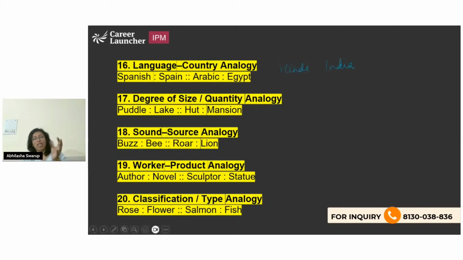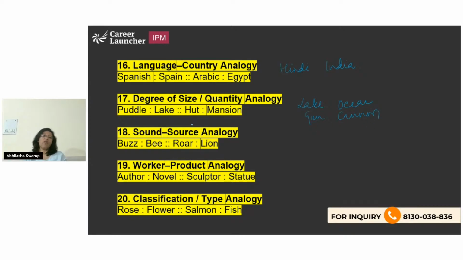A puddle and lake. Puddle is very small. Lake is very big. Hut is small. Mansion is very big. Lake and ocean, right? A gun and cannon, right? All of these could be relationships.